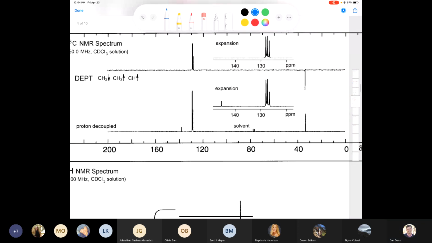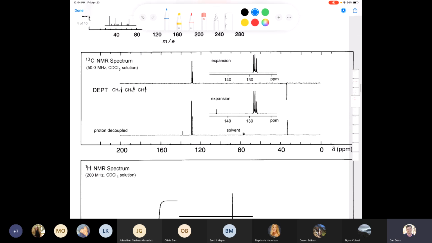Okay, let's see what we have here for signals. Let's look at the proton decoupled, then we'll go over and look at the DEPT spectrum after. So what we're looking at is all of this here. This is my proton decoupled spectrum. Now you notice that these signals are pretty close together, and so they've expanded them so that we can clearly see how many signals are in the spectrum. So we've got A, B, C, and D for those three carbons.